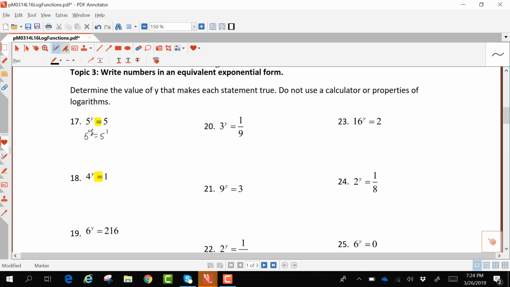If we get the bases the same, there's a rule that says we can then set the exponents equal. Y equaling 1 would be your solution.